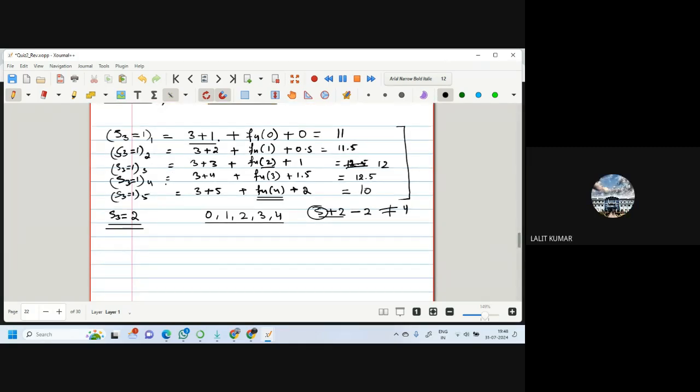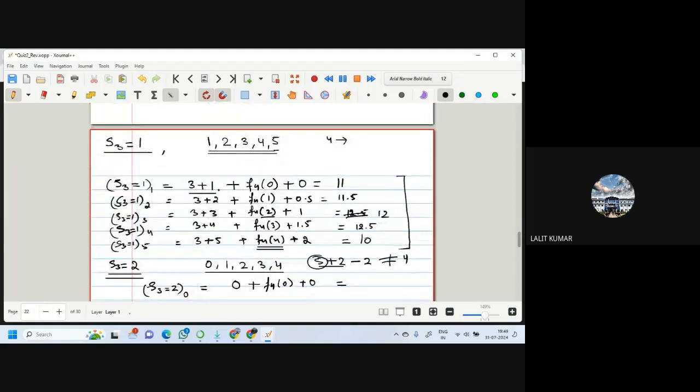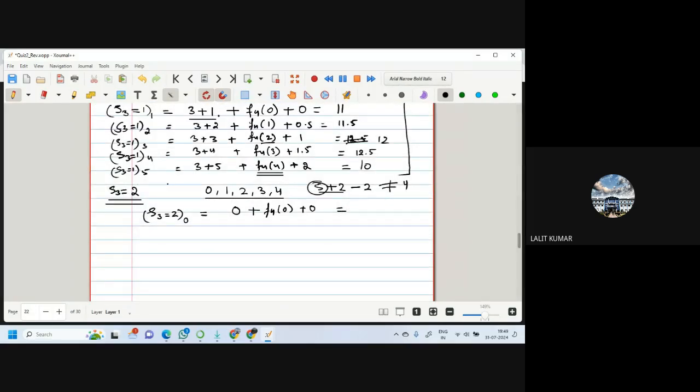Okay. So now again we find for this S3 is equal to 2. I order 0, so this becomes 0. I'm not taking anything in forward. So this is F4(0) plus 0. F4(0) was how much? 7. S3 is equal to 2. I order 1, so this becomes 3 plus 1. I take 1 in future. Carrying cost is 0.5 for that. This is 6. 4 plus 6, 10.5.